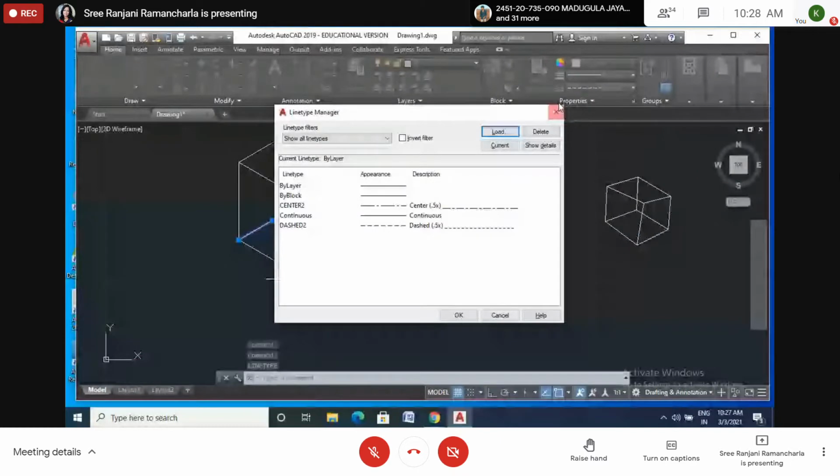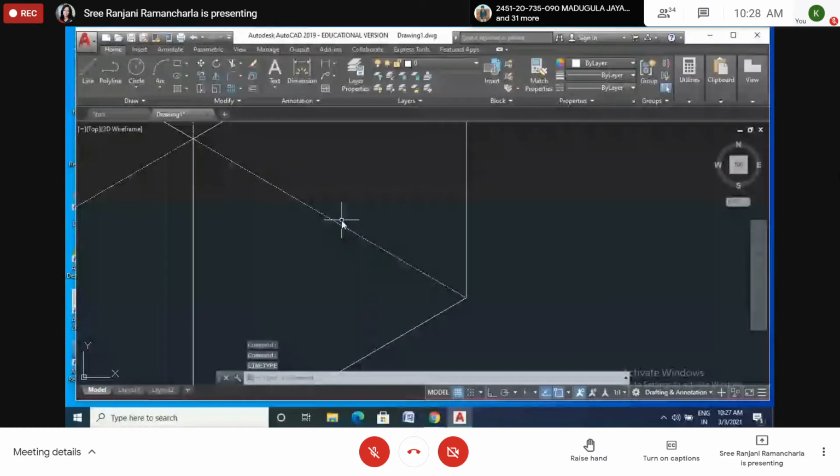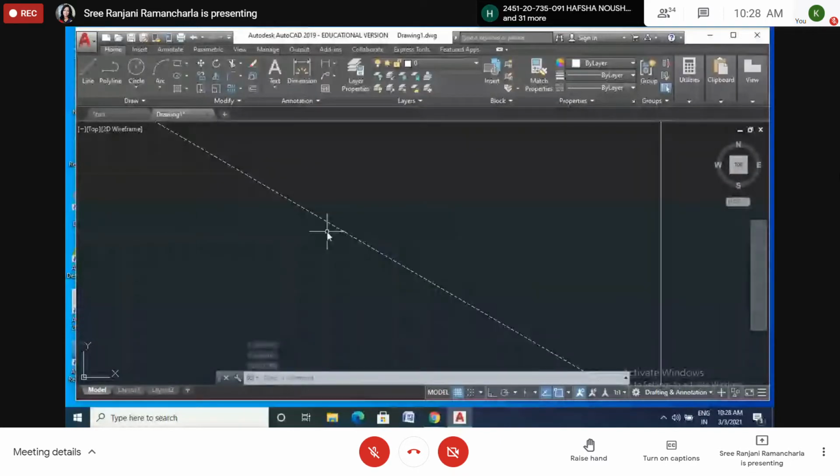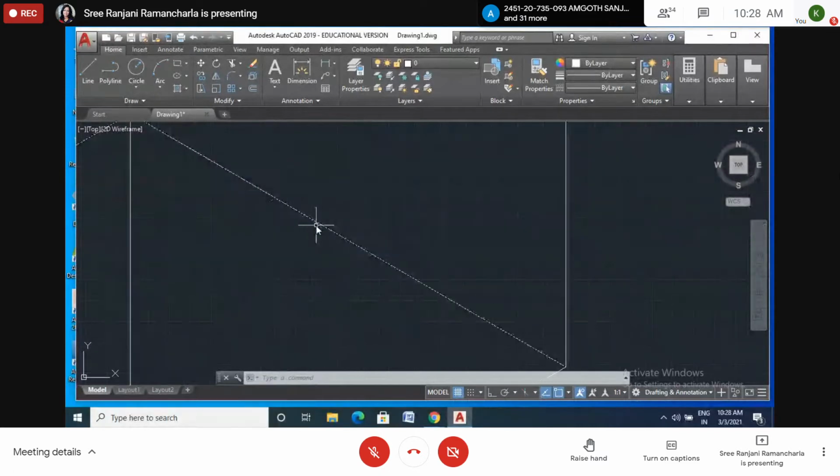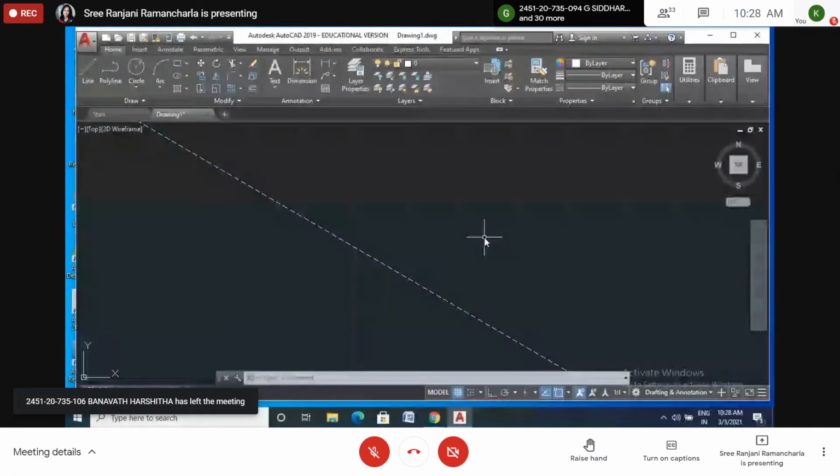The lines are hidden lines, but it is looking close. So we have to change this scale, LT scale. Please note down this command also. Now this is a hidden line, but it is looking like a continuous line. When we zoom in, see here, it's looking like a hidden line. So we have to change the scale of these hidden lines.